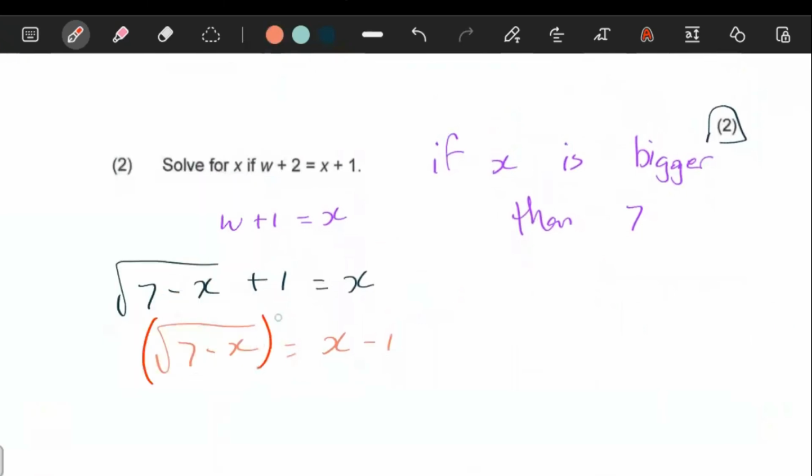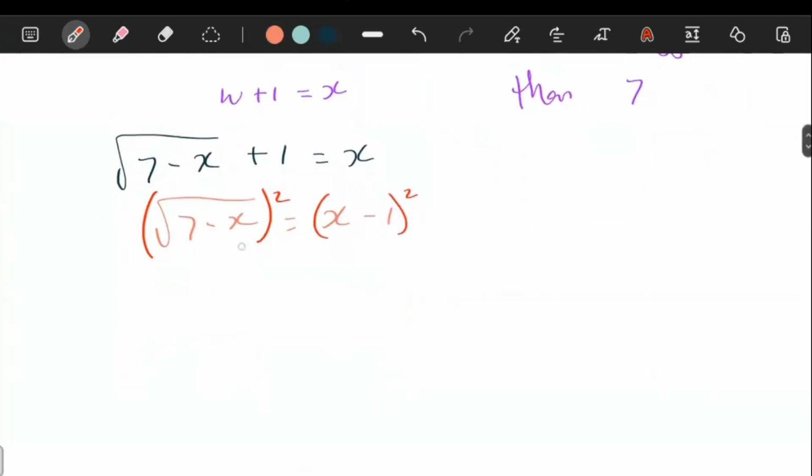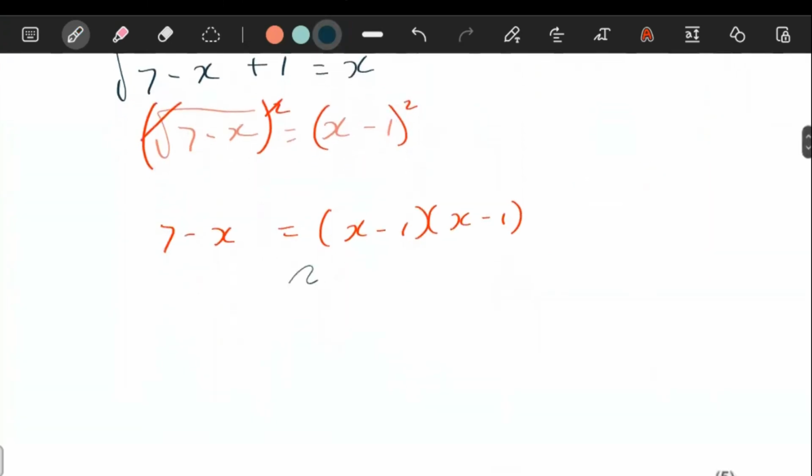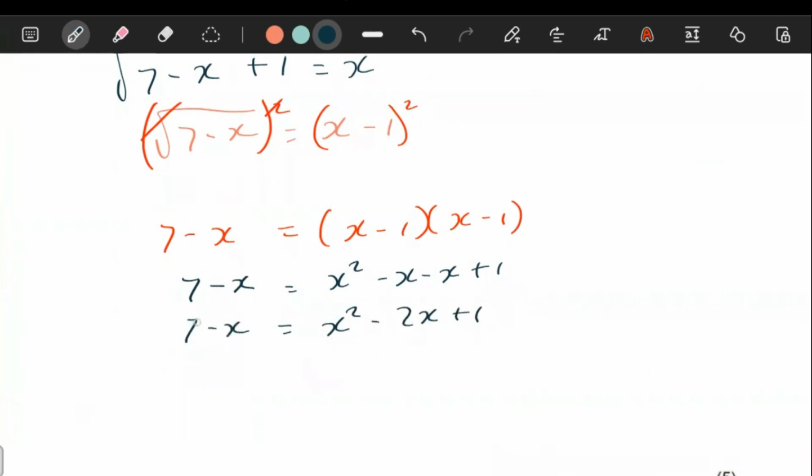Here we can square both sides to get rid of the square root. The moment you square both sides, you have to be careful here. You can just keep in mind that the answers that you get, make sure that you test them, because normally one of them works. Anyways, from here, x times x is x squared, and then x times negative is a negative x, another negative x, positive 1. 7 minus x. This is like x squared minus 2x plus 1, 7 minus x, right?